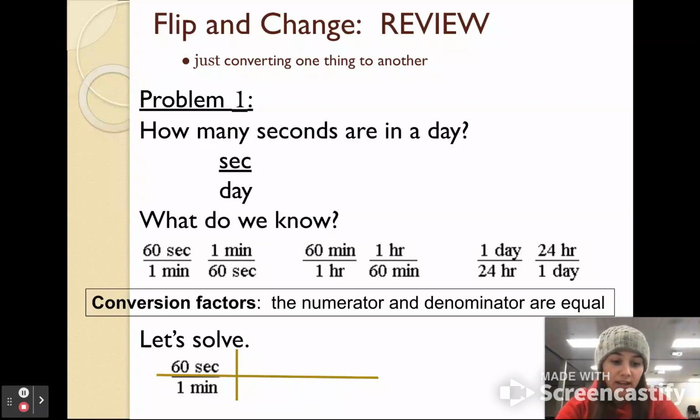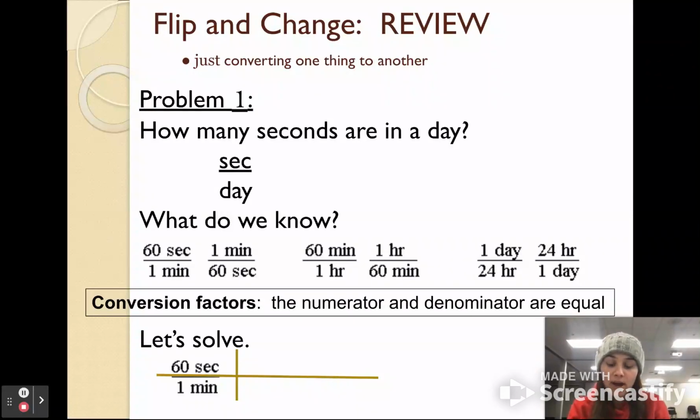The units we want to get to are up top. We want seconds per day. When I say per, I just mean there's a division line there. So if I start with 60 seconds per minute, do I want to get rid of seconds? The answer is no. We do not want to get rid of seconds, because we want seconds at the top of our division line. So the thing we want to cancel is minutes.